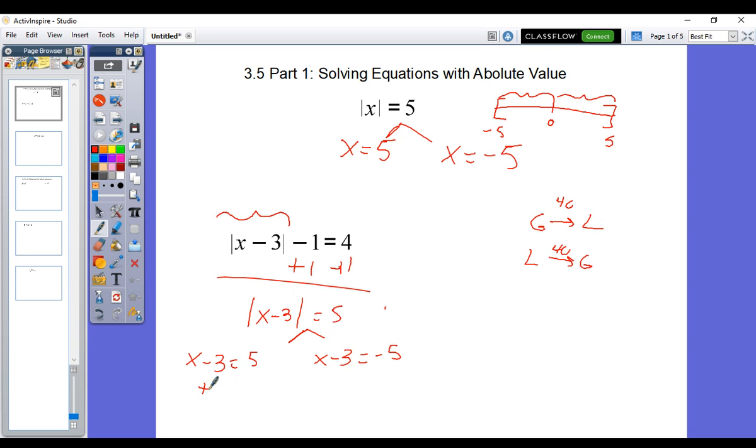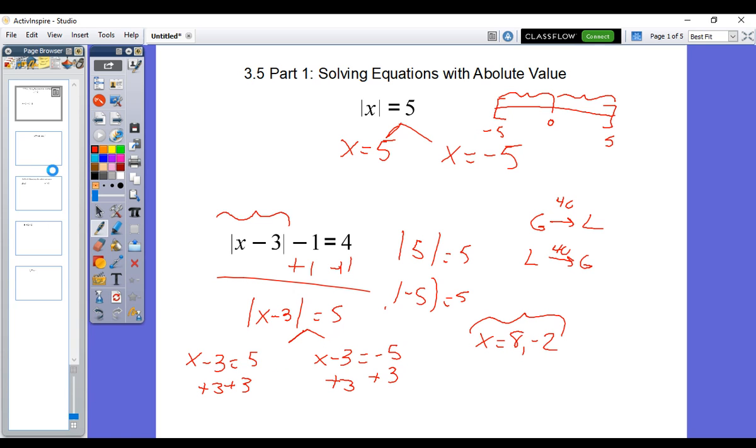Then add 3, and you get x equals 8. And then still add 3, but you're adding 3 to a negative 5 this time, you get x equals negative 2. So x can either be 8, since 8 minus 3 equals 5, or negative 2, since negative 2 minus 3 equals negative 5. But the absolute value of either 5 or negative 5 is still the same. That equals 5, and that equals 5. So these are the possible values for x.